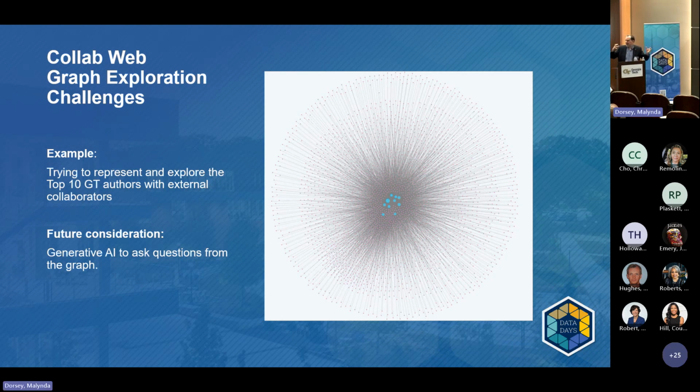I mean, it kind of looks like a star, right? Where at the center you see this tiny blue dot, which actually represents these top 10 faculty. But it's very difficult to interact with the graph because they have so many external collaborators that you have this myriad of red dots with all of these relationships.